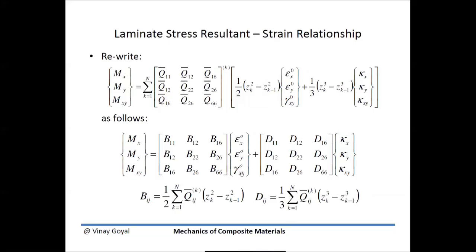And so, given the mid-surface strains and the curvatures, and you know all this stiffness because you know Q bar for every ply, you know the ply angle, you know the location of the ply. So these calculations should be fairly easy to compute. So you can then relate the moment resultants to the mid-surface strains and the curvatures, which again are not dependent on the z direction anymore. They only depend on x and y.